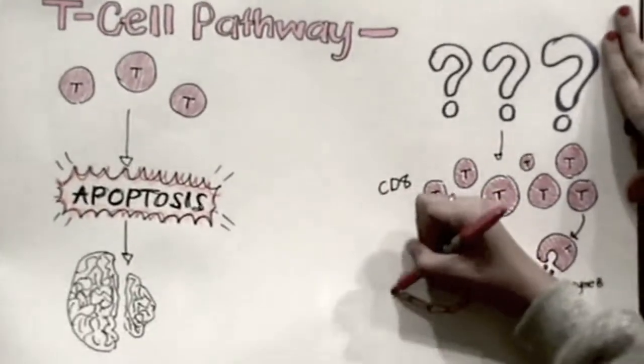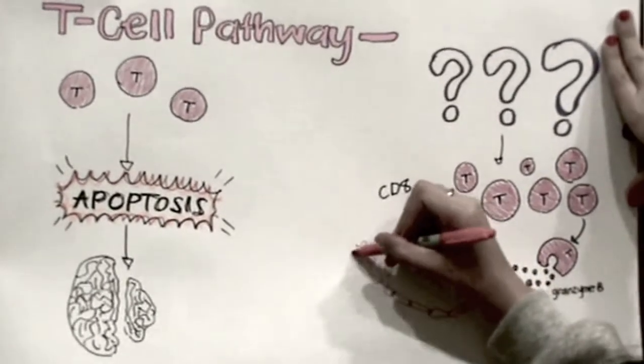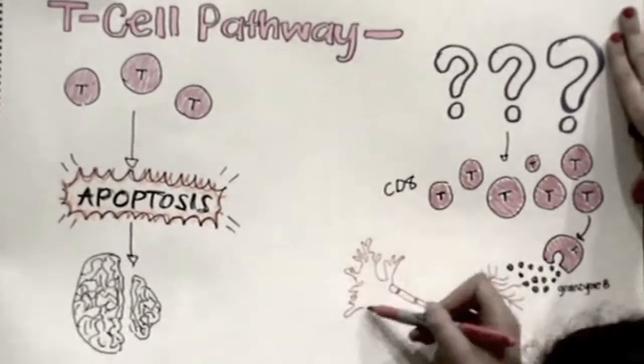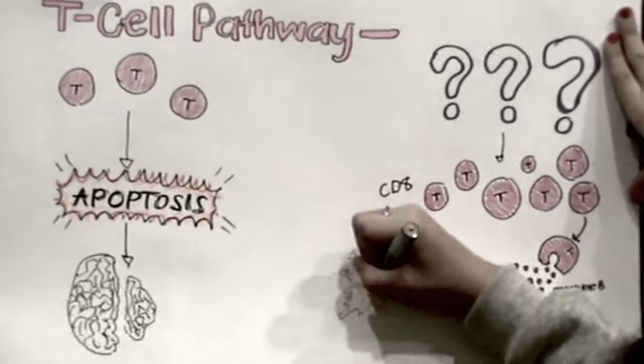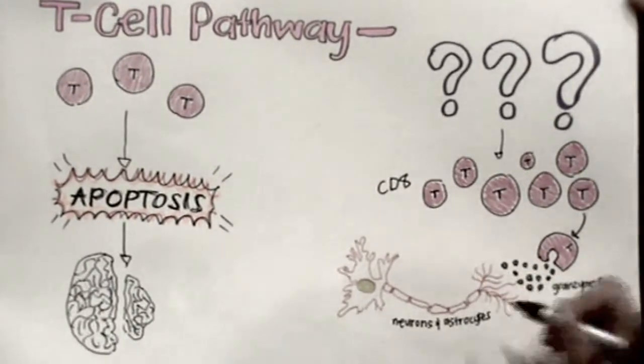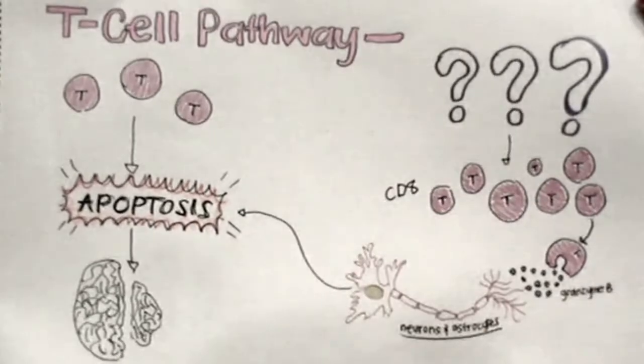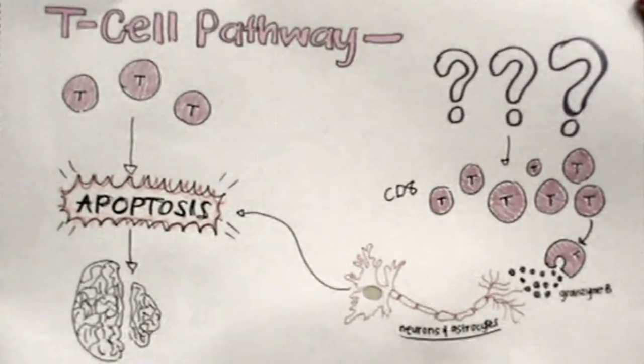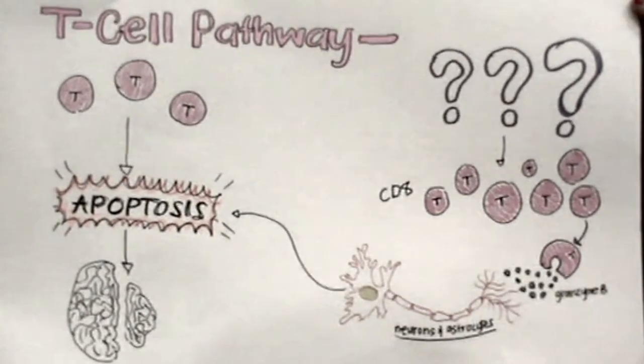These activated granzyme B positive T cells release the granzyme B onto neurons and astrocytes, which causes apoptosis and cell death. It is important to remember that this occurs in one hemisphere of the brain, thus causes the unilateral destruction we spoke about before.